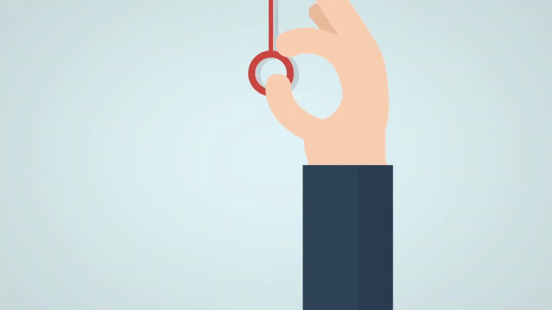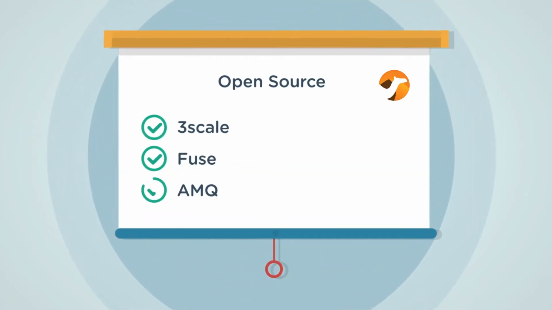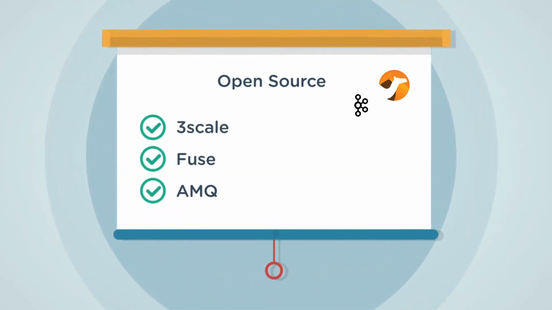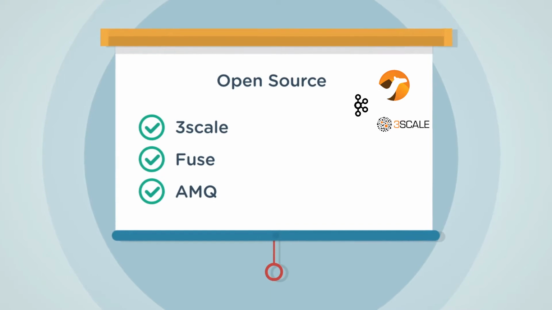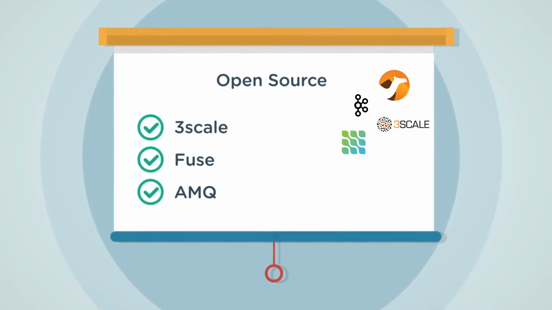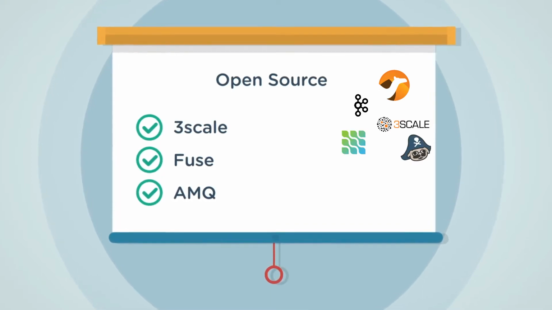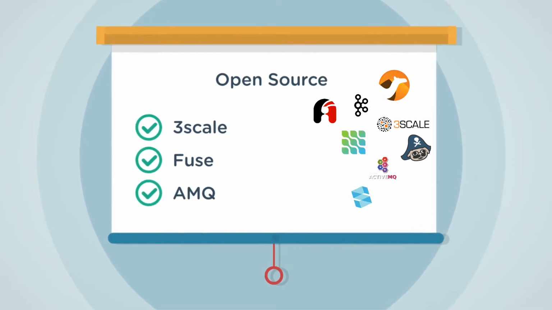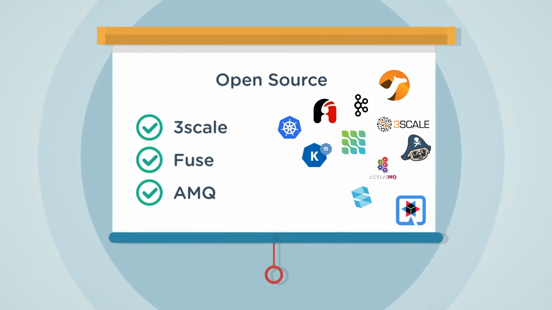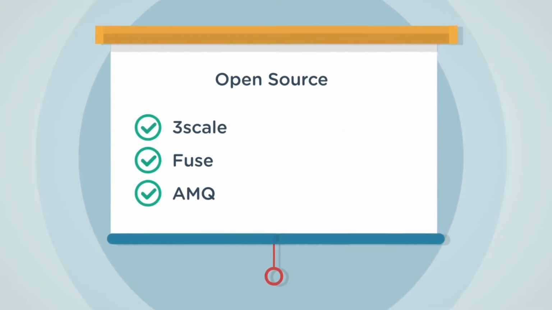The elaborate features in Red Hat Integration are composed of a number of open source technologies, such as 3Scale for API management, Fuse for orchestration, connectivities and transformations, AMQ for messaging, and AMQ Streams for data streaming. And there are other supporting tools such as API Designer and Service Registry.